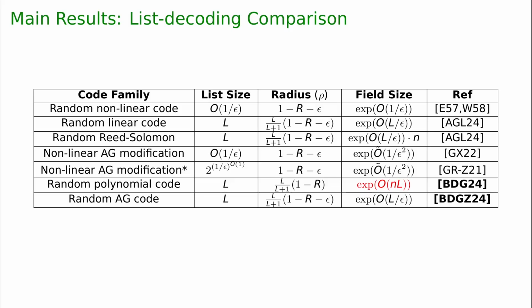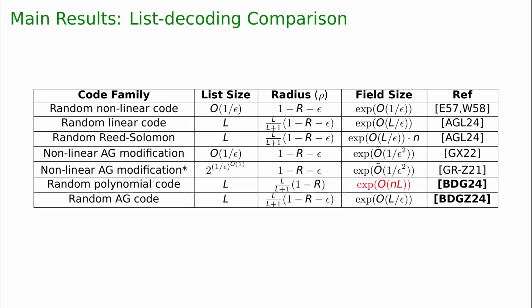We now compare our main results to some of the previous works in the literature. In particular, for nonlinear codes, linear codes, and Reed-Solomon codes, we now know very good capacity achieving bounds for these codes, and in fact the field sizes are essentially optimal. For AG codes, it's been known that you can get constant field sizes, but you have to modify the code in a nonlinear way.